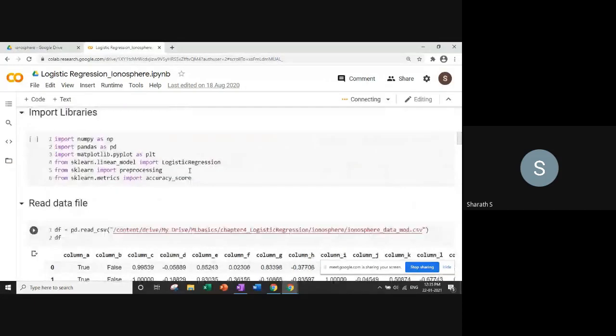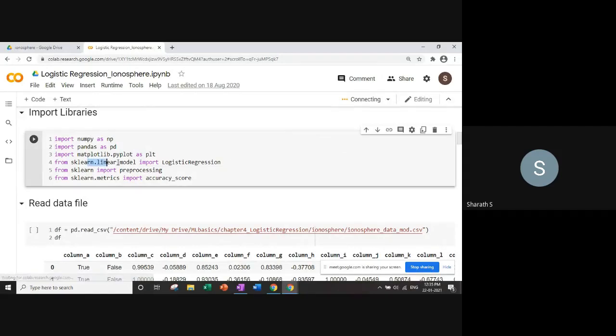Okay. And before that, I have imported some things. So again, NumPy, pandas, and other stuff. But again, in the sklearn linear model, yesterday we saw the linear regression. So today we will see the logistic regression. So we are going to import this function called logistic regression.